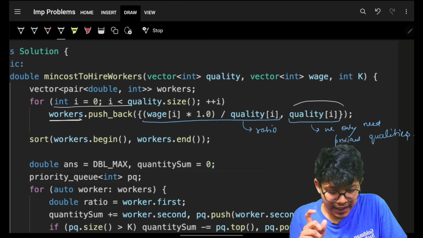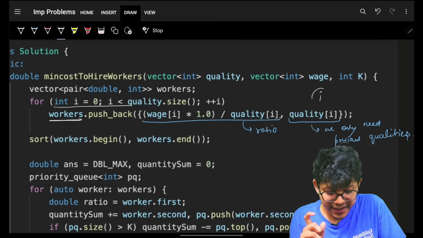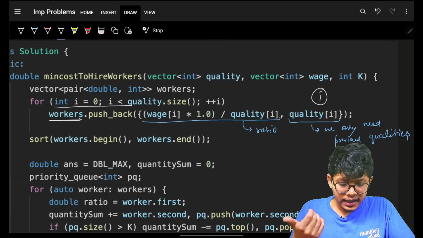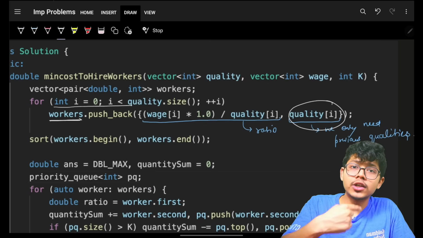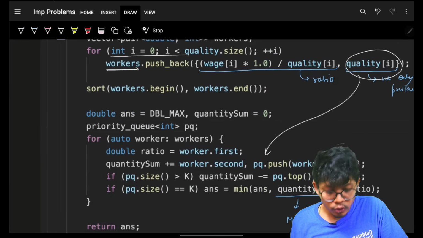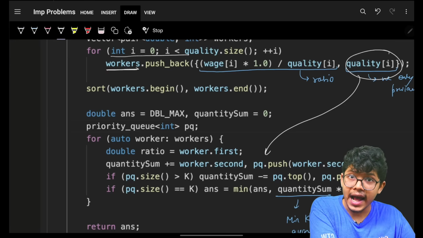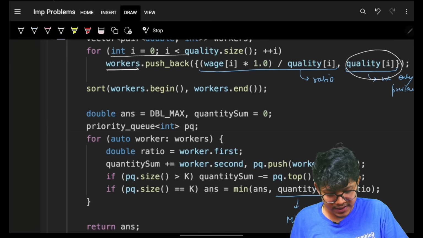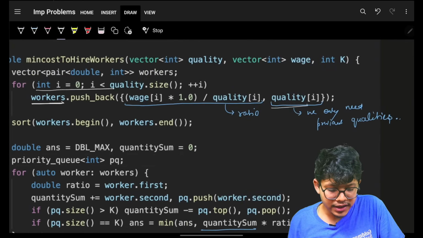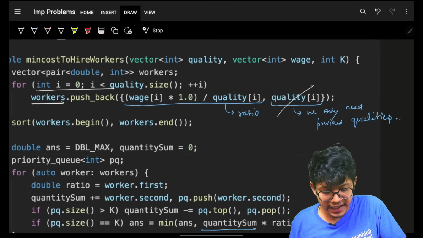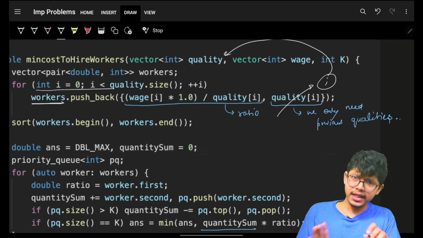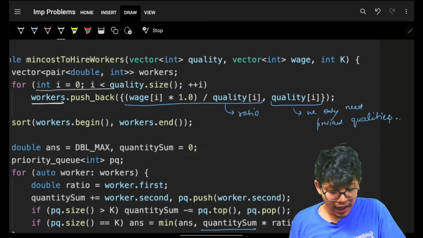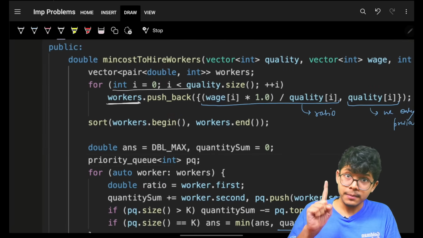Also, I can either push in the corresponding index of the worker, or I have pushed in the quantity; you will realize why later on. You will see I only need the quantity as I go on in future, so that's the reason I have only pushed in the quantity. Although you can push in the index also, and later from the index I can find the actual quantity. That's also very fine. Now when you have made this worker vector, simply sort it.